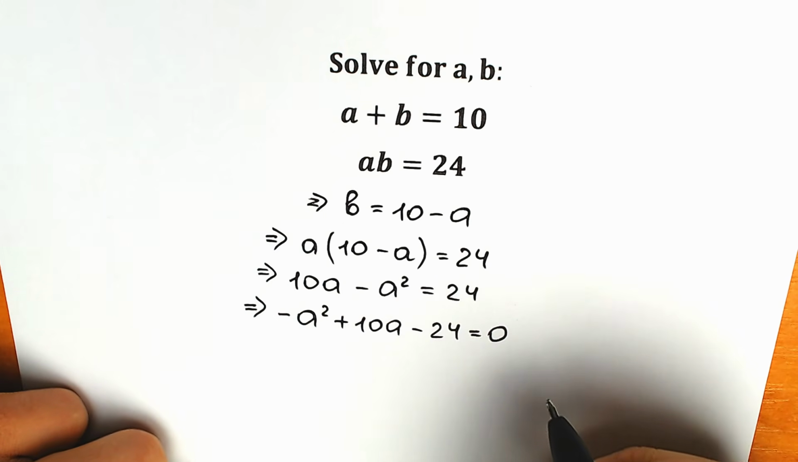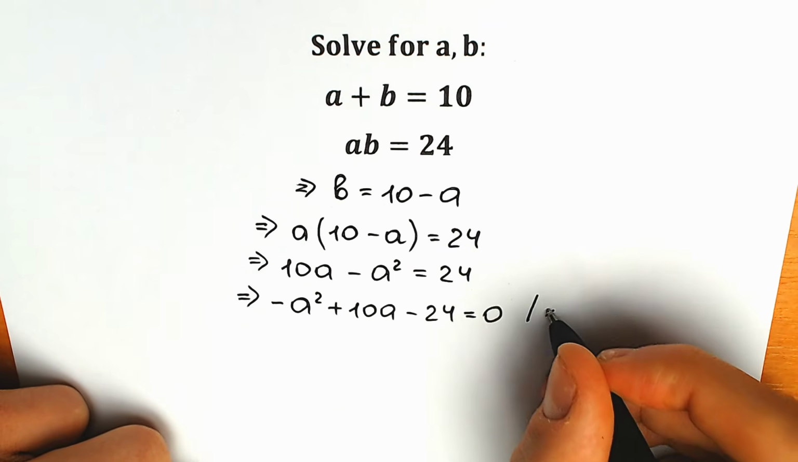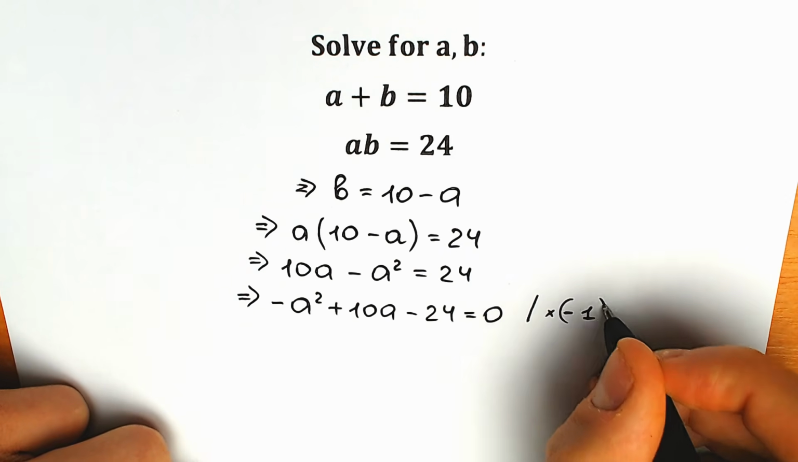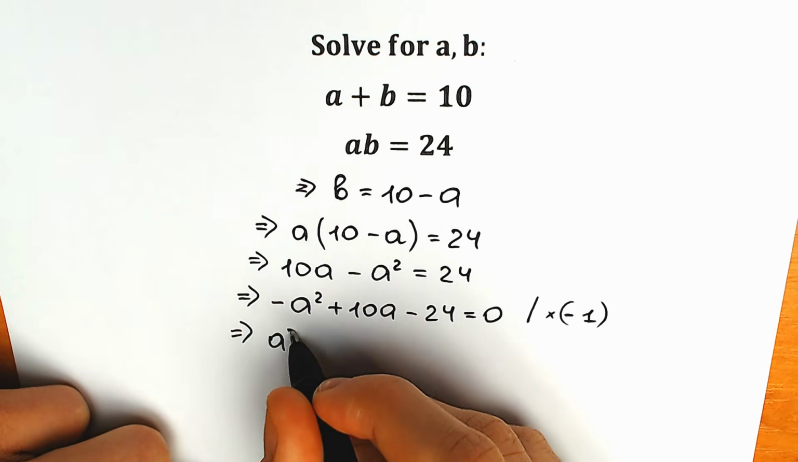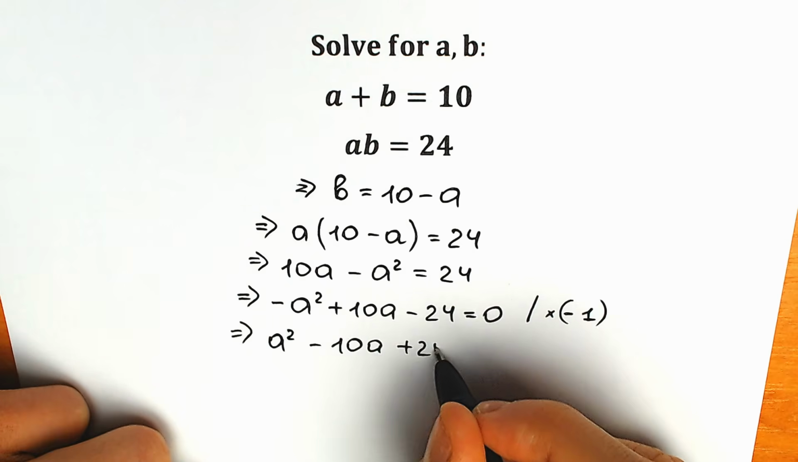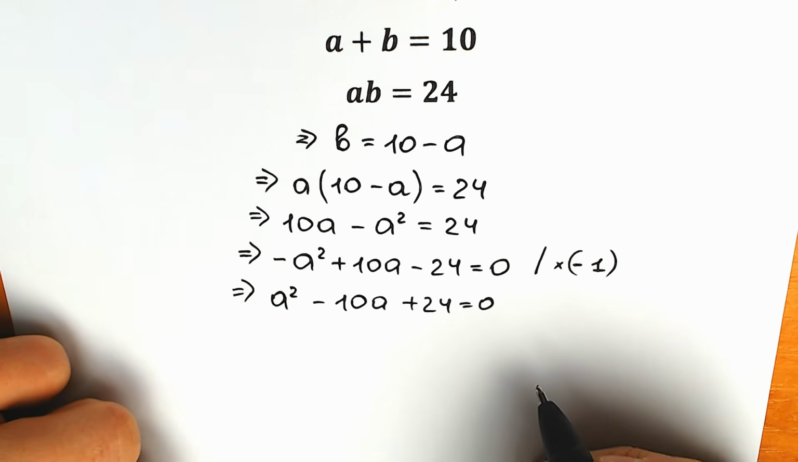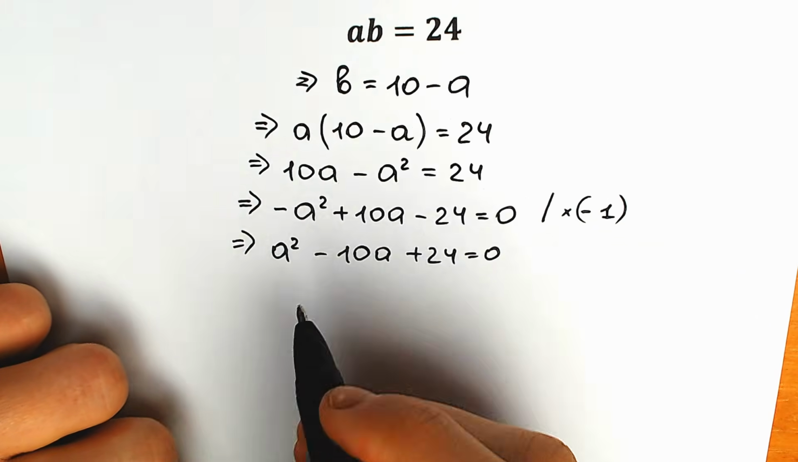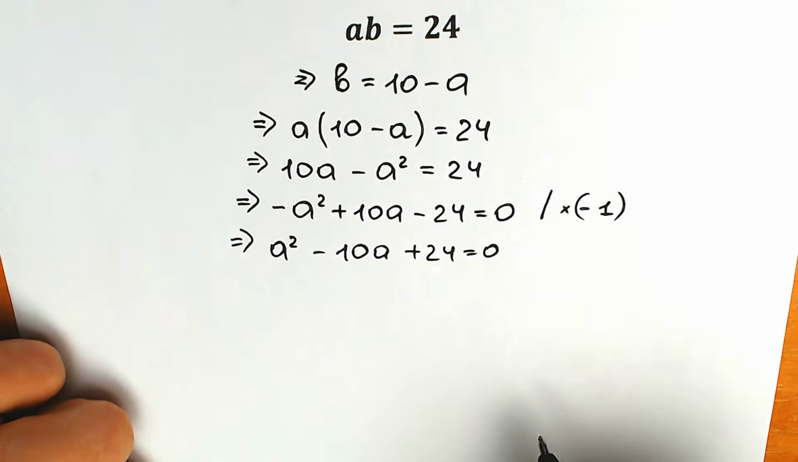Right now, let's multiply both sides by minus 1. We can change all the signs to the opposite ones: a square minus 10a plus 24. Now we have a very good order of signs, because we prefer this a square with the positive sign. So we have a classic quadratic equation.